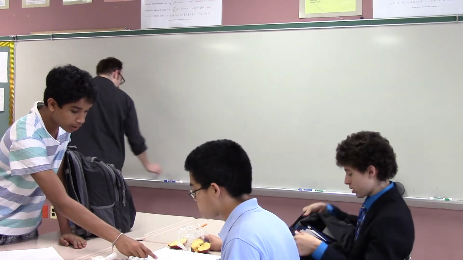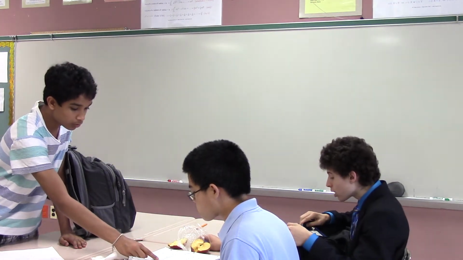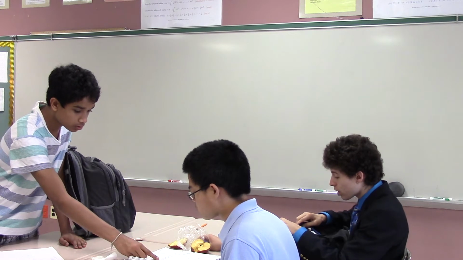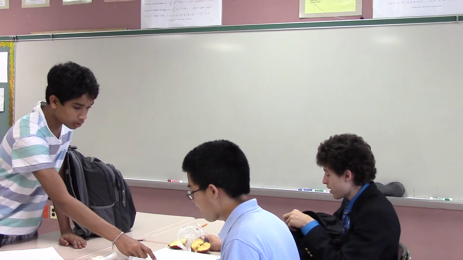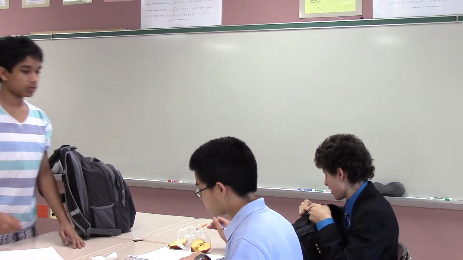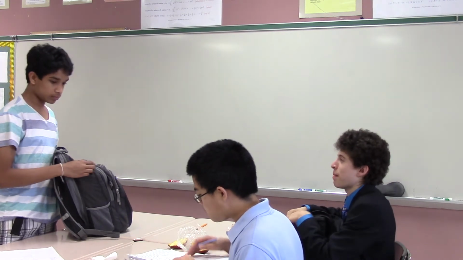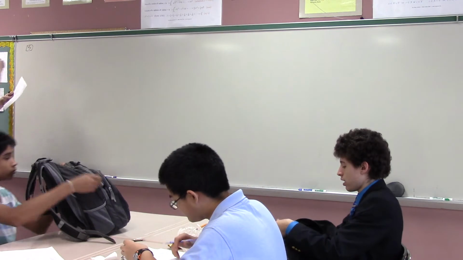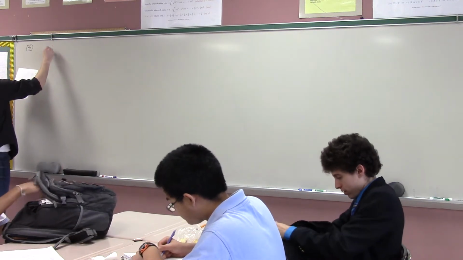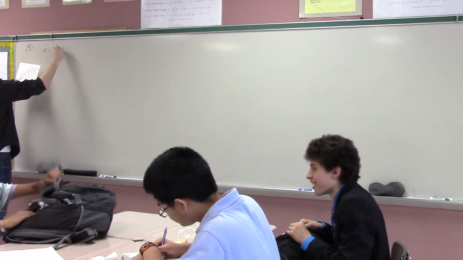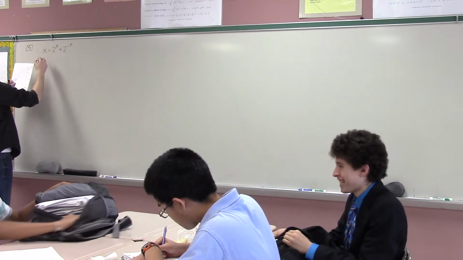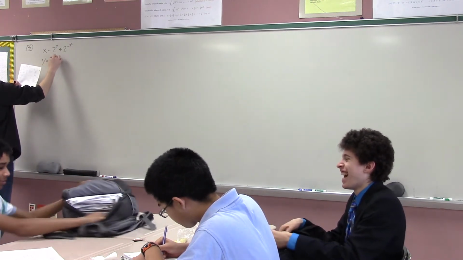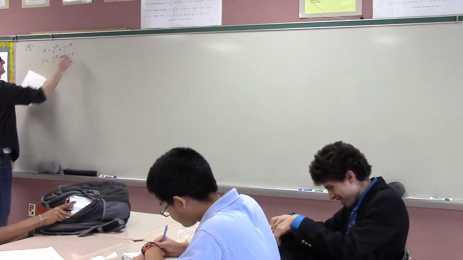Would you like to do number 4? Please speak up. Do you like number 5? All right, let's do number 5. Number 5 is the following. X equals 2 to the t plus 2 to the negative t. Y equals 2 to the t minus 2 to the negative t.